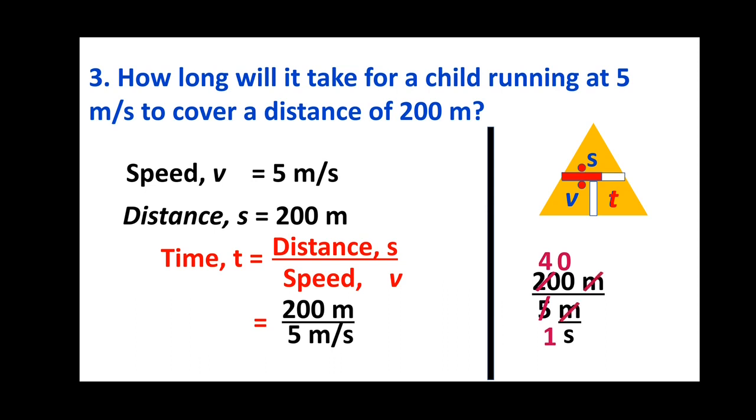And this second will go to the numerator. Thus we will get 40 seconds. So let us write it as time t is equal to 40 seconds. Hope it is clear for you.